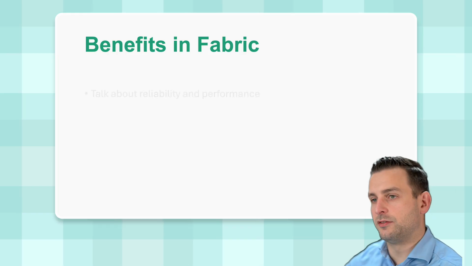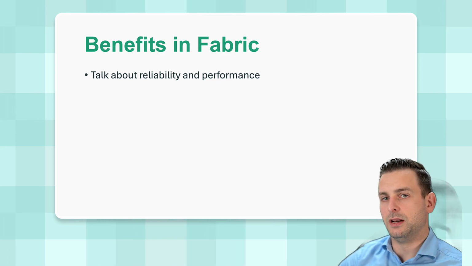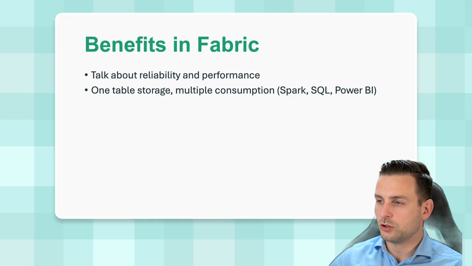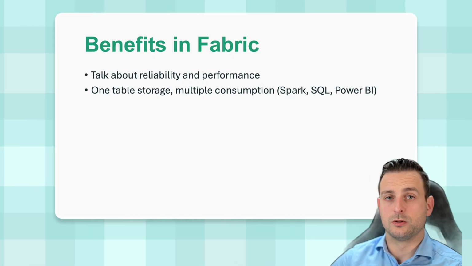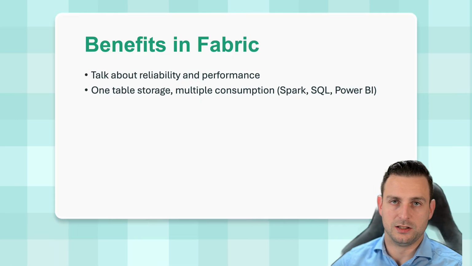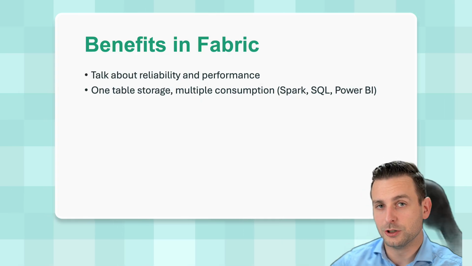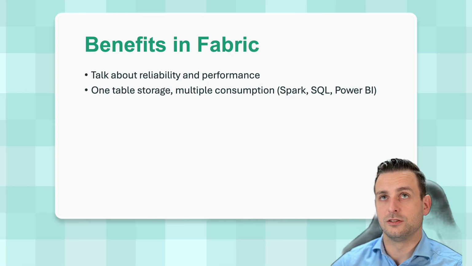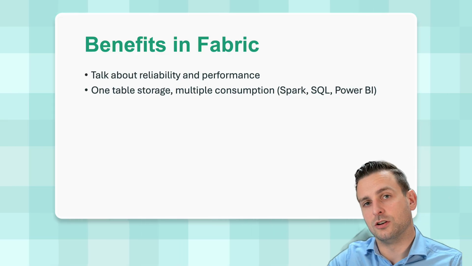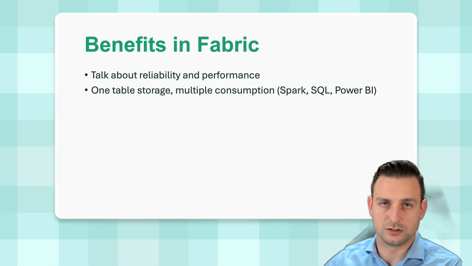The benefits that we get in Fabric for using Delta Lake is mostly about reliability and performance. We get one table for storing data, but we get multiple consumption methods. So we can query the Delta tables that are in our data lake or in our lakehouse using Power BI with Direct Lake semantic models. We can query it using SQL, either in Spark SQL or in T-SQL notebooks. We can use it through the SQL Analytics endpoint. We can use it with Spark notebooks, with Python. So there is a lot of consumption methods that we have on those Delta tables. So we have one format that can serve a lot of different outputs.